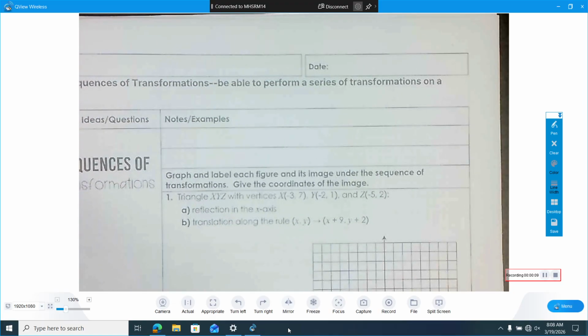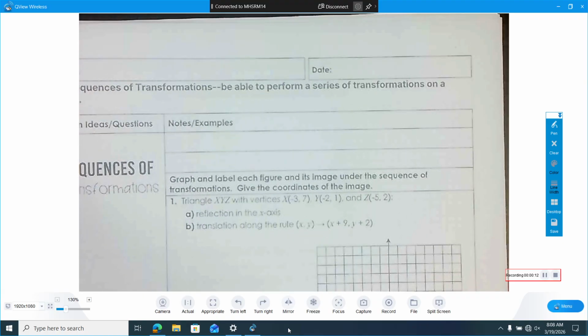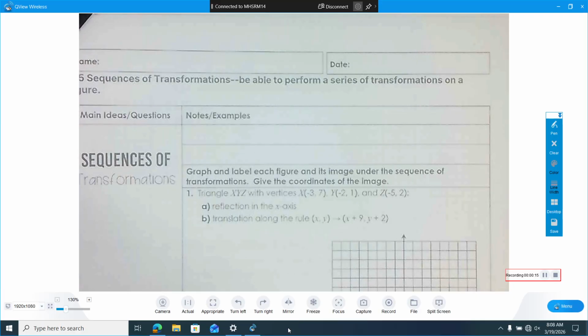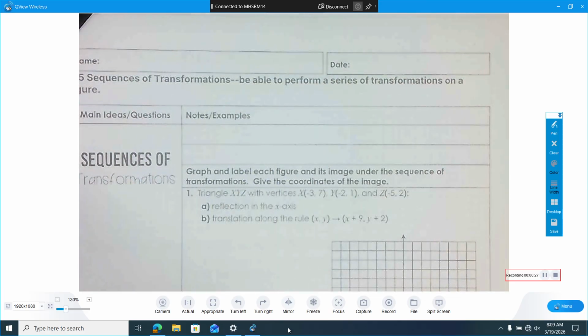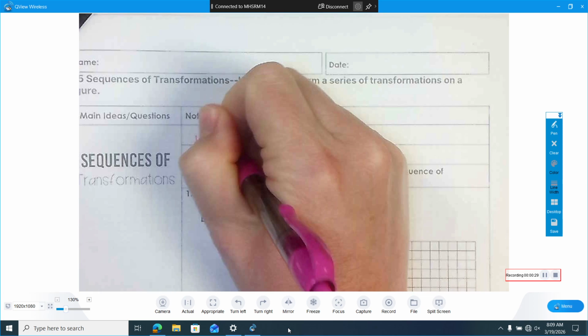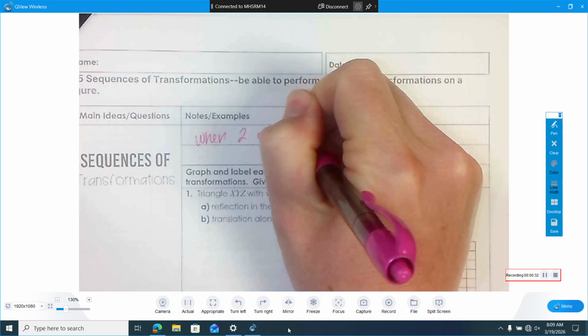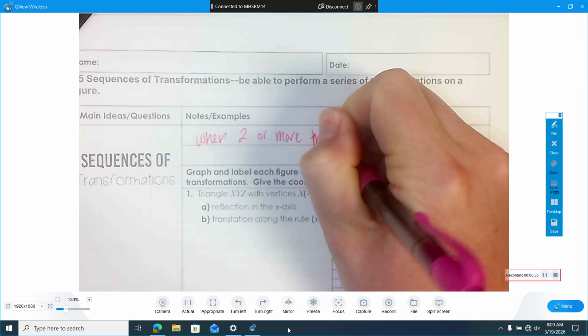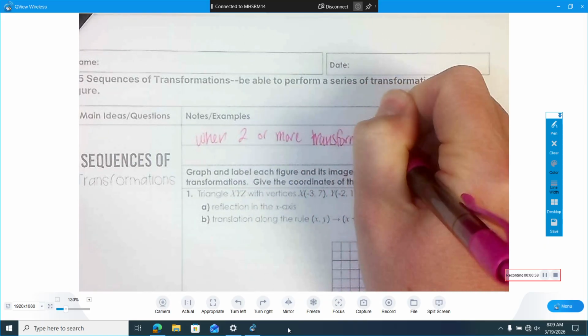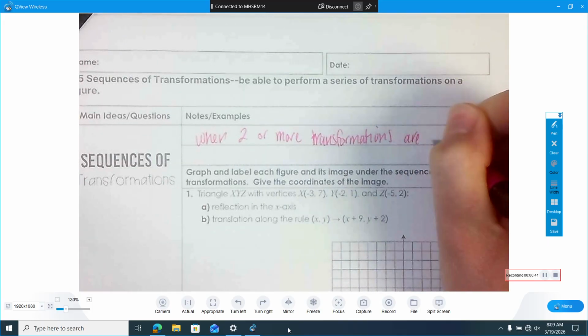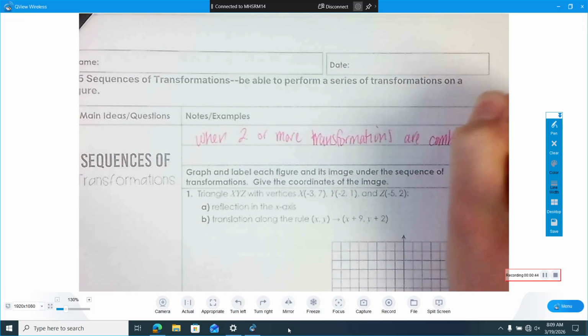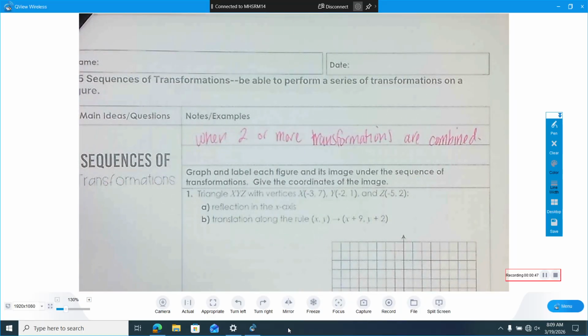Today we are talking about sequences of transformations, which is really, we're just doing more transformations, putting them all together, trying to figure out what they will be. So sequences of transformations are when two or more transformations are combined. And really all we need to do is do them in steps. So we're going to take our time and go through a few of these.